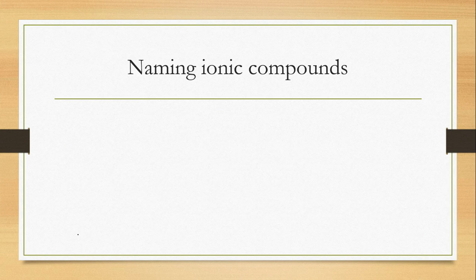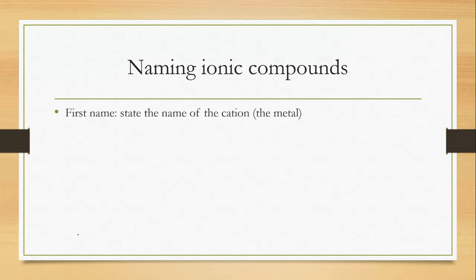Now let's get into naming these compounds. The ionic compounds will either have 2 or 3 parts to the name. The first name, as I like to call it, you'll just state the name of the cation. That's the metal.